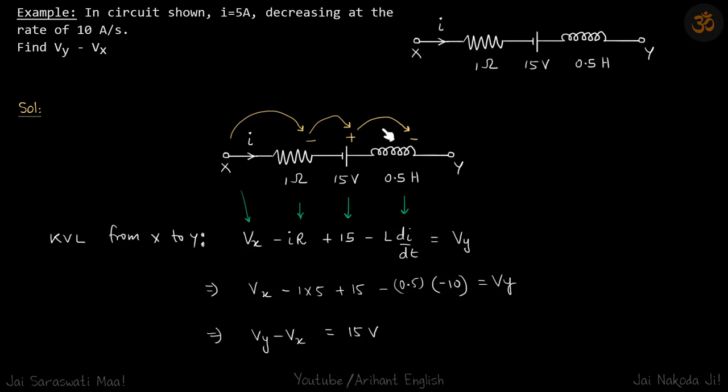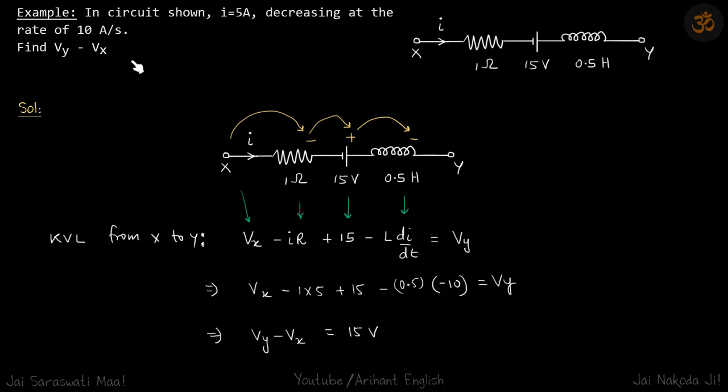So let's use KVL and we'll start from here. Vx minus IR plus 15, the EMF of the battery, minus L di by dt is equal to Vy. Now IR I can write as 1 into 5, 15 is 15, minus L, which is 0.5, and di by dt I need to put with sign, which is minus 10, because it is decreasing. So you solve this and you will get Vy minus Vx is 15 volts.